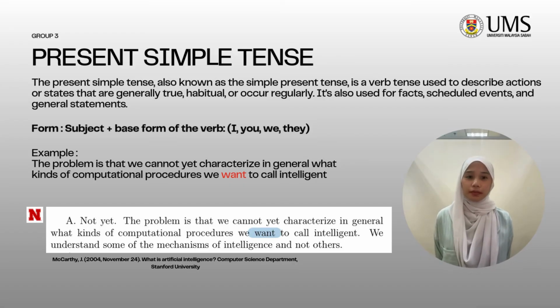Here's the example from the article. The problem is that we cannot yet characterize the general what kinds of computational procedures we want to call intelligent. In this sentence, the verb want is in the present simple form because it expresses a general idea that is true at the present time. So, to summarize, the present simple tense helps us to talk about facts, habits, and general truths in a clear and simple way.